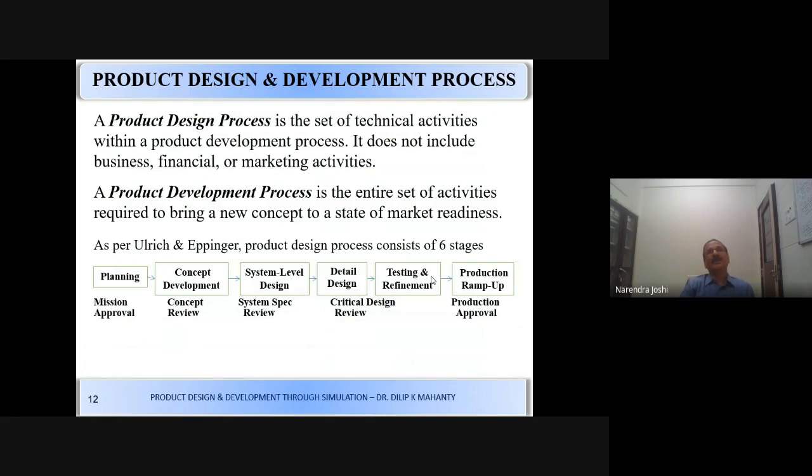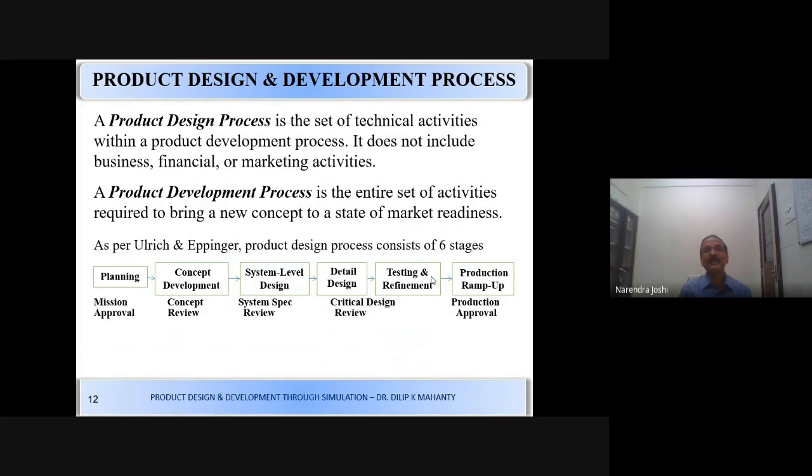So when you're talking about product design, naturally you have to have some kind of process. There are two aspects: a product design process and a product development process. Product design process is the set of technical activities within a product development process. Product development process is the mother; the daughter of that is the design process. And this product design process does not include business, financial, or marketing activities. It's purely technical aspects, keeping in mind the form and activities of the product so that no harmful output comes from the product. Second, it is easy to operate and is intelligent.